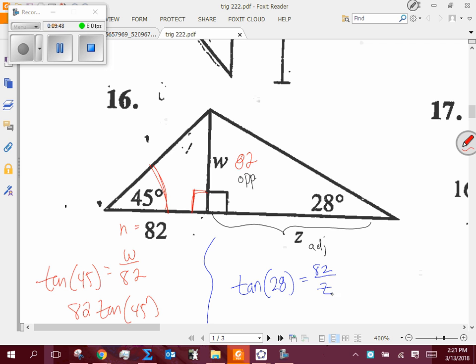Now, we can go through the algebra here, but what did we talk about yesterday? That thing and that thing, if that's a variable, what are they going to do with one another through the algebra? You're going to multiply both sides by z, and then divide both sides by tangent 28, right? That effectively just gets those two things to swap spots. So I'll get z on the left-hand side, 82 over tangent 28 on the right-hand side. I'll leave that for you to type in, but that'll give you that measurement of z. Is that okay?